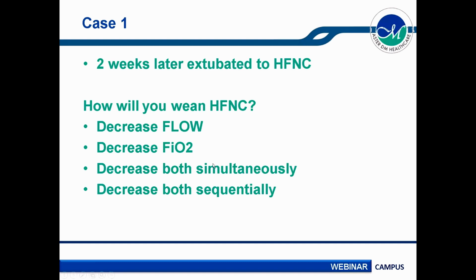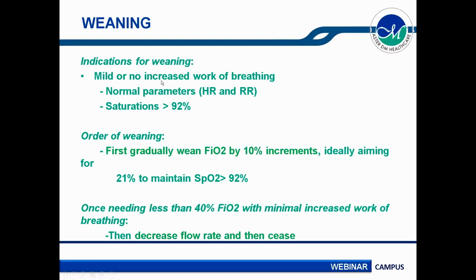Whenever you reach somewhere around 30 FiO2 with a reasonably low flow, somewhere around 25 to 30, then we can try other devices. So the indications for weaning can be mild or no increased work of breathing. The heart rate, respiratory rate, etc., are getting normalized, not absolutely normal. Saturation is maintained at more than 92% with the FiO2 somewhere around less than 40. And first, you gradually wean FiO2 by 10% increments, ideally aiming for 21% to maintain SpO2 of 92%.